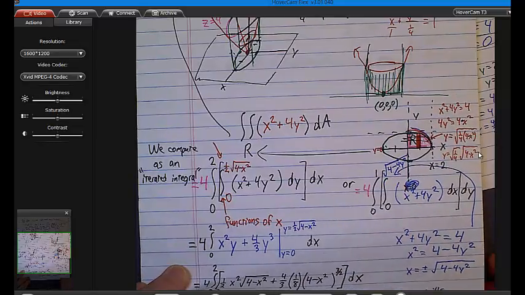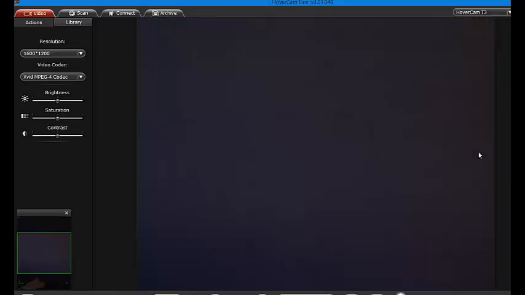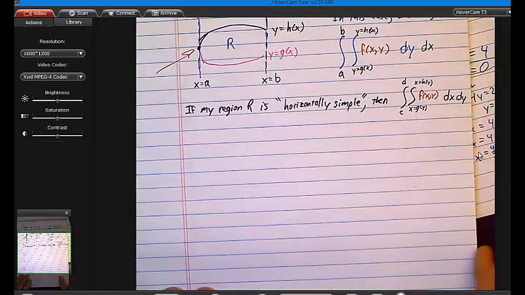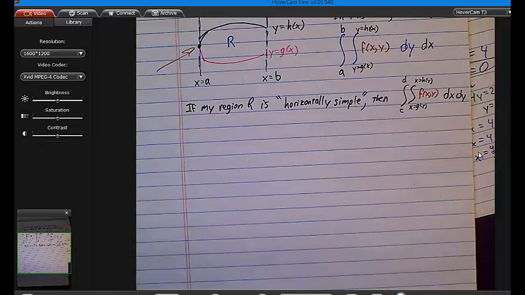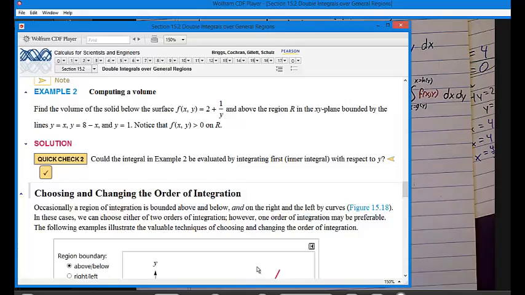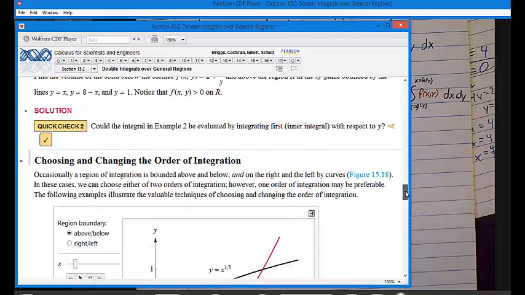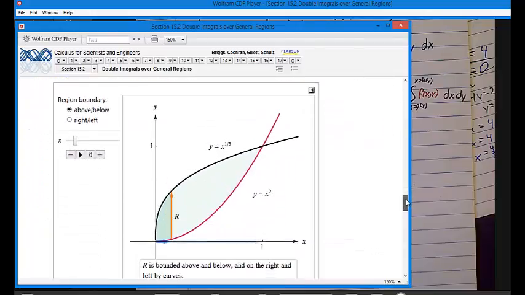Sometimes there's a very large advantage. Sometimes there's a problem where you can't integrate it one way from a calculus 1 standpoint, but you can integrate it if you try the other order of integration. So that's some of what this section's talking about. Let me get to that at quick check 3.